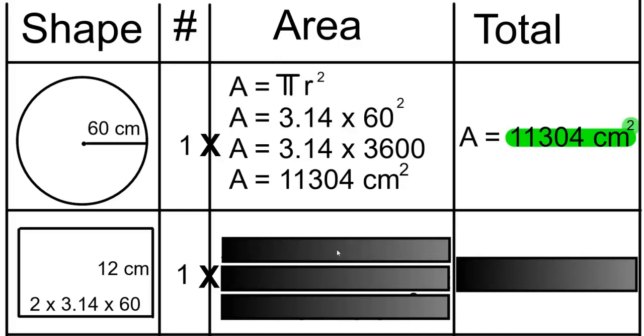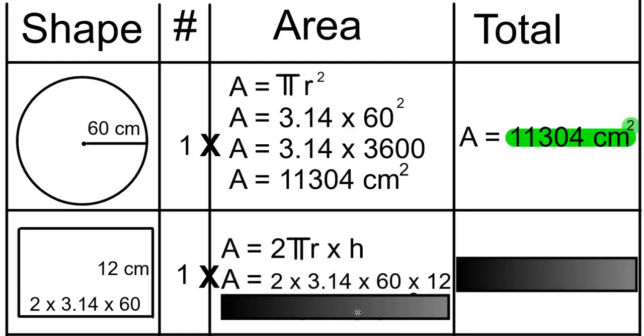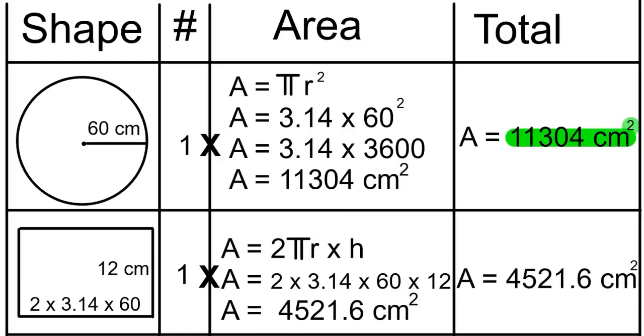The formula for area of a cylinder is going to be area is equal to 2 times pi times radius times height. 2 times 3.14 times 60 times 12. And that will give us an area of 4,521.6 centimeters squared.